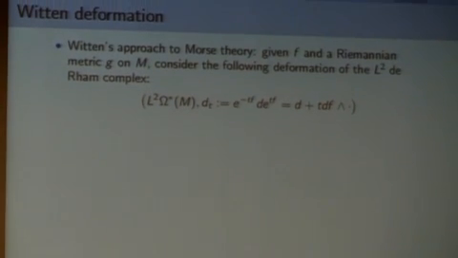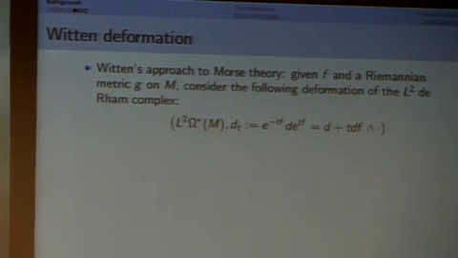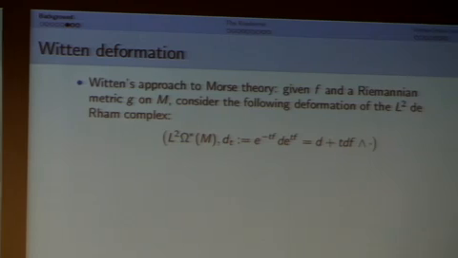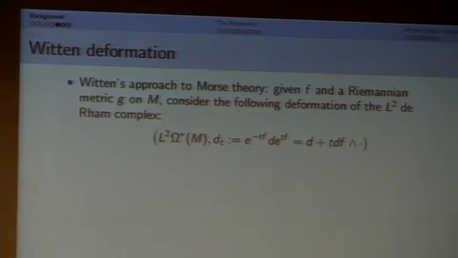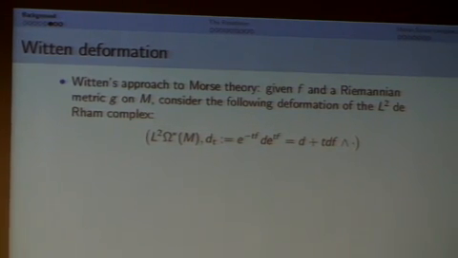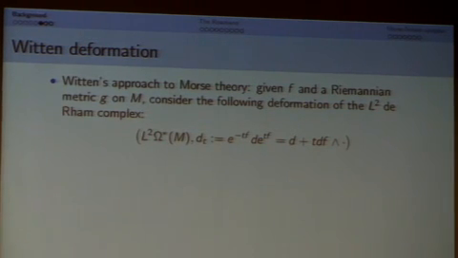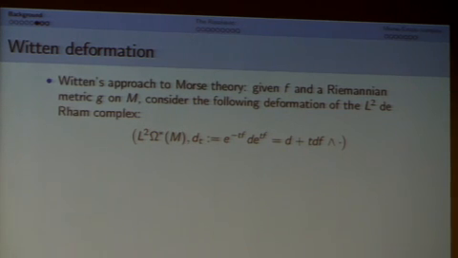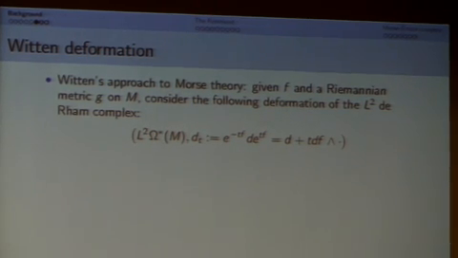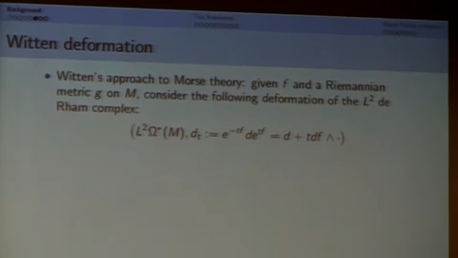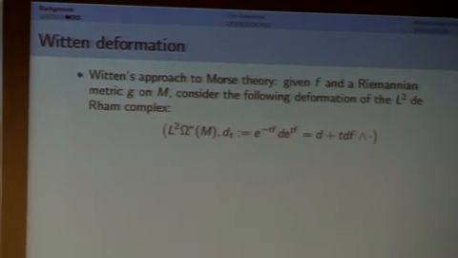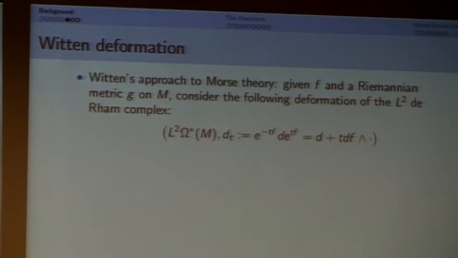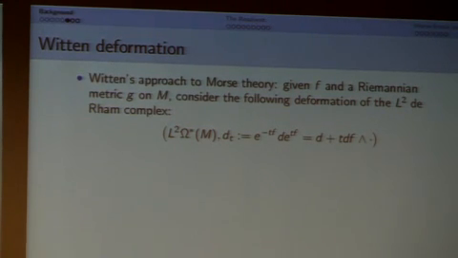So now let me introduce Witten's idea of how he understands Morse theory. It's a very beautiful picture. So given a Morse function, we're going to take a Riemannian metric on M, and we're going to look at the complex of L2 forms on M. But instead of looking at the ordinary de Rham differential, I'm going to conjugate it by e to the tf. So this is a deformation of this complex by deforming the differential.